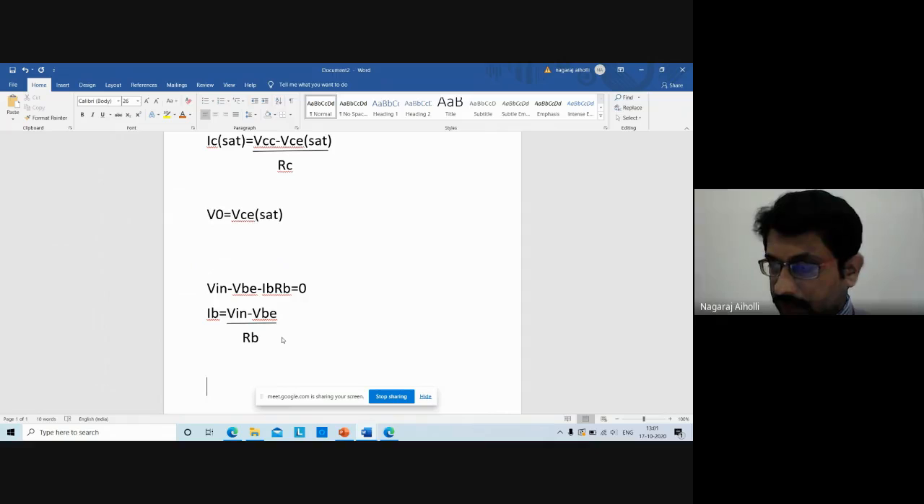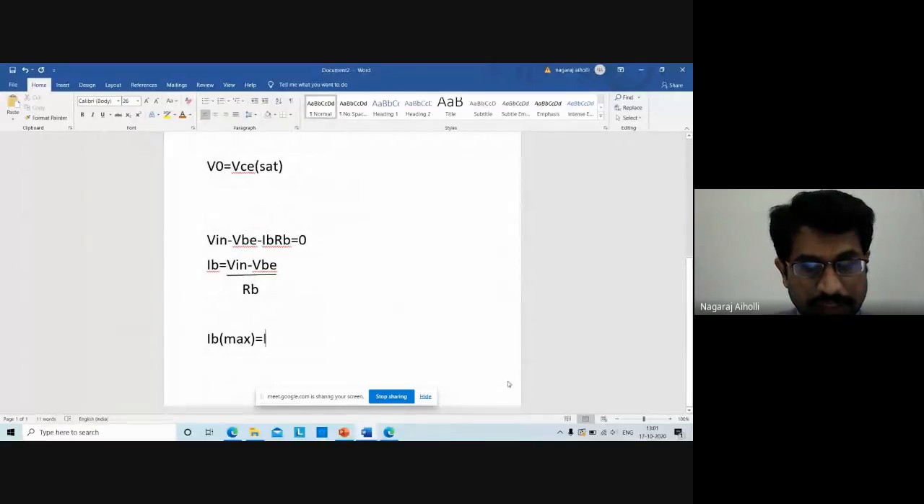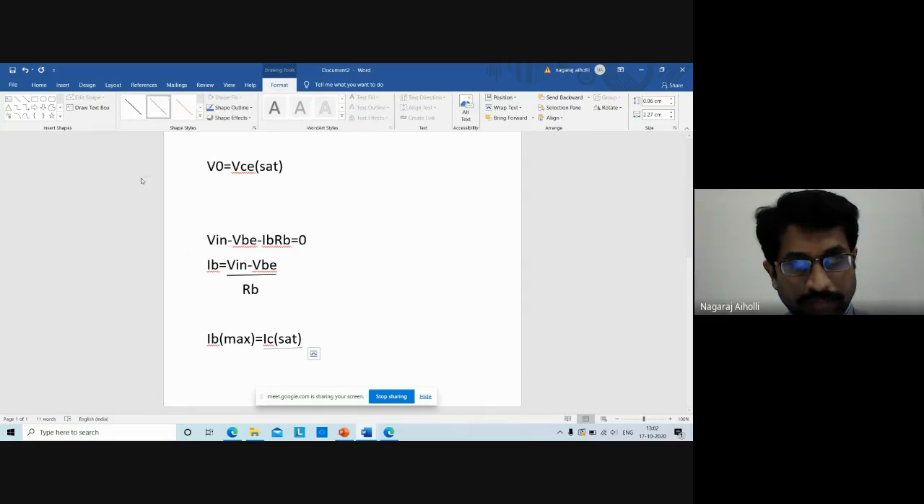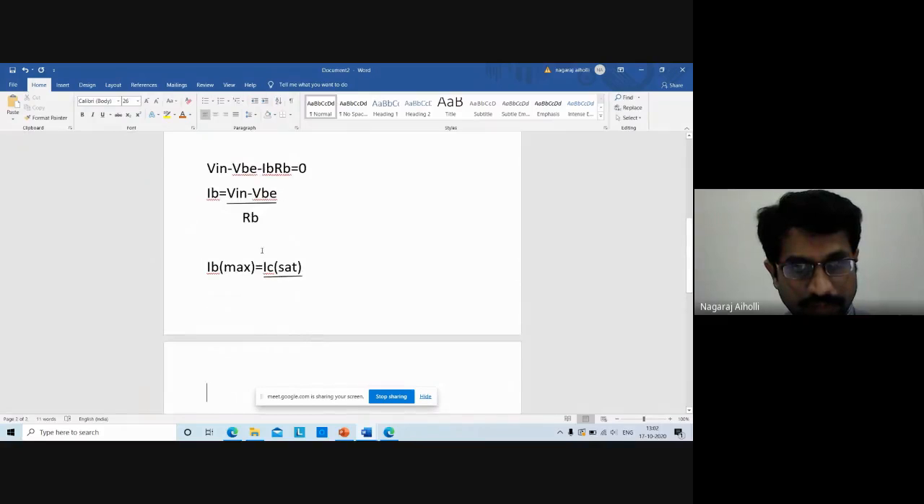Then here there is one condition. We know that if the collector current is saturated, then the base current will also be maximum. IB max is IC saturation divided by beta, because we know that IC is equal to beta times IB, or IB is equal to IC by beta. So this divided by beta gives the equation for IB max.